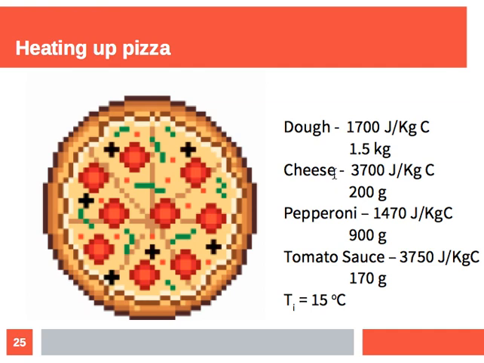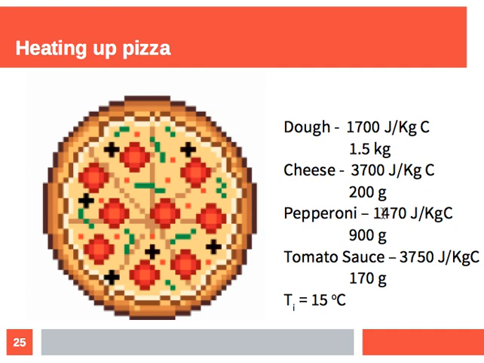We also have our cheese, which has this amount of specific heat. We're just going to use 200 grams of cheese. And pepperoni, we're going to use 900 grams. We're going to use a lot of pepperoni. Well, it depends on what pizza. This is my pizza. I like pepperoni. I'm going to put more pepperoni than cheese.